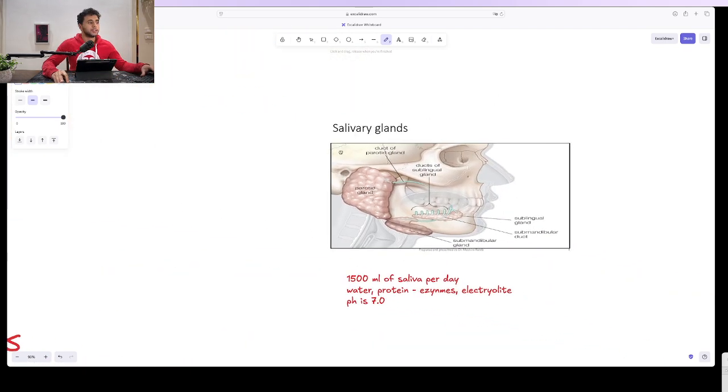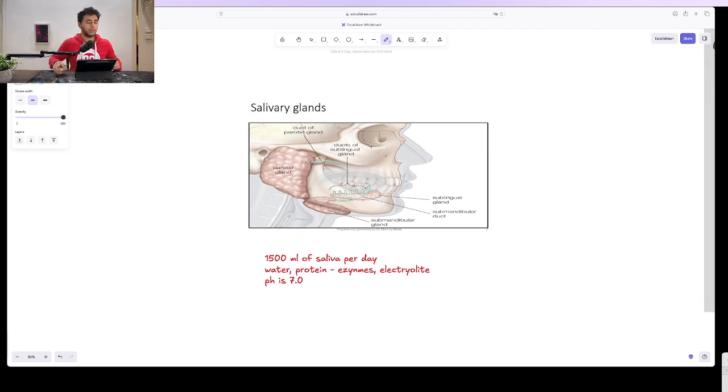All right. So when we think of saliva, I want you to think about your mouth being a factory that produces saliva. And there are three main machines, the only machines that produce saliva: the parotid gland, the submandibular gland, and the sublingual gland. They produce about 1,500 milliliters of saliva per day.